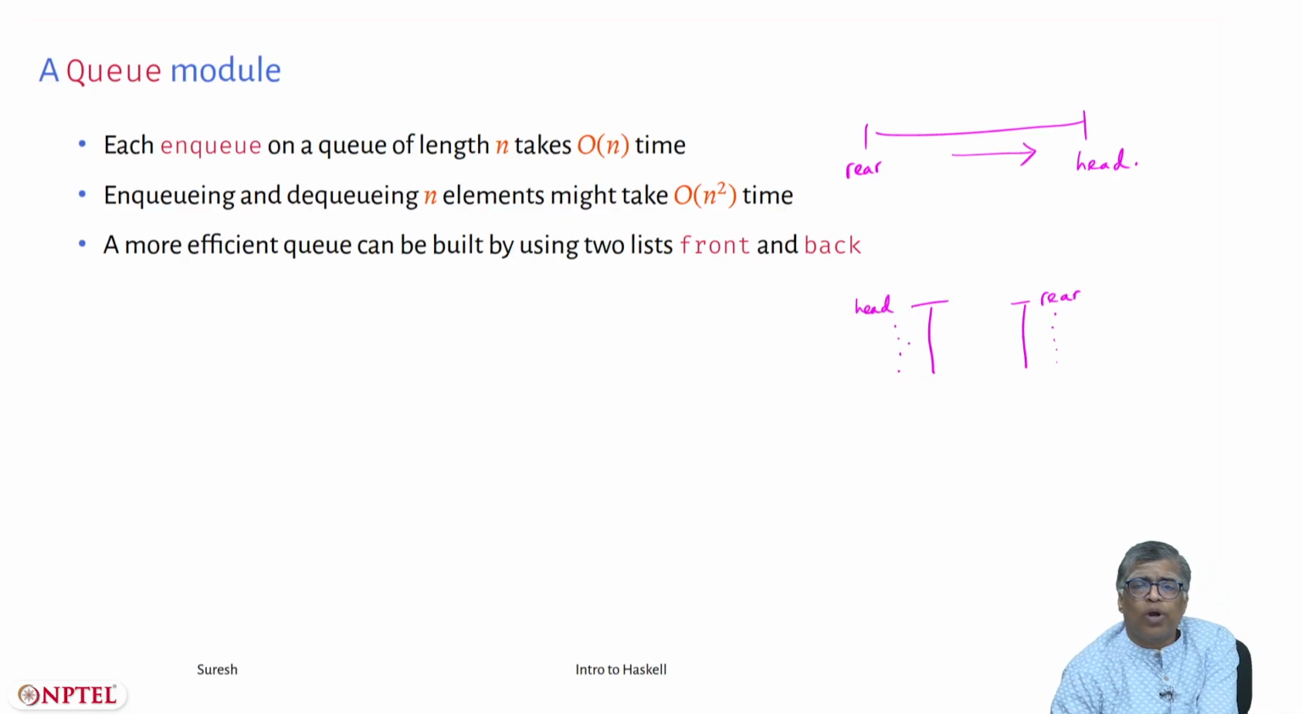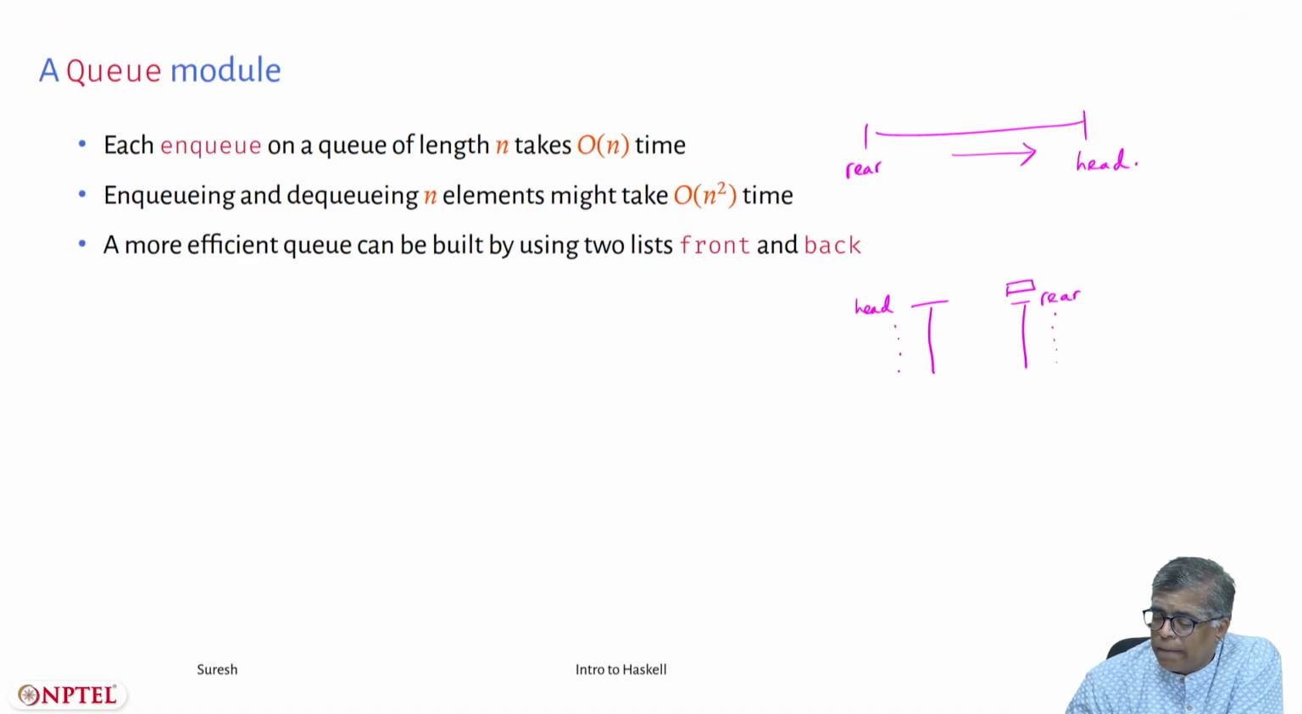So now what does it mean to add an element to the queue? You add it here. What does it mean to remove an element from the queue? You remove it from here. Both of these are lists, or you can think of both of them as stacks. We know that adding and removing elements in a stack is efficient.